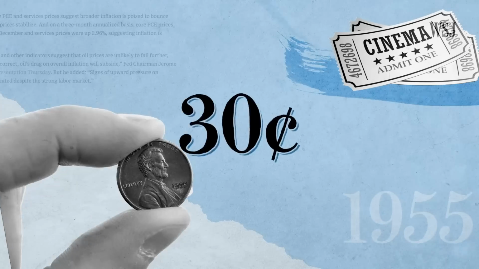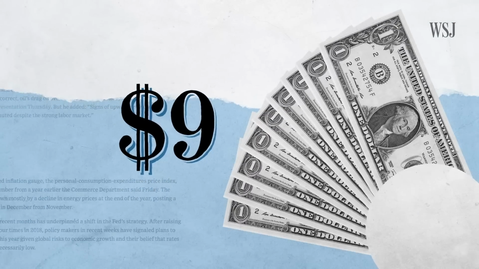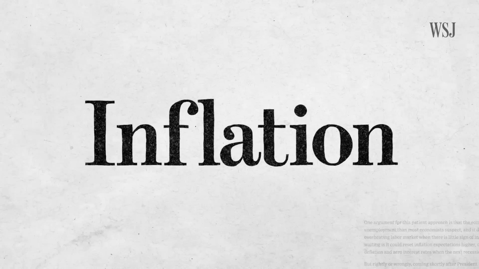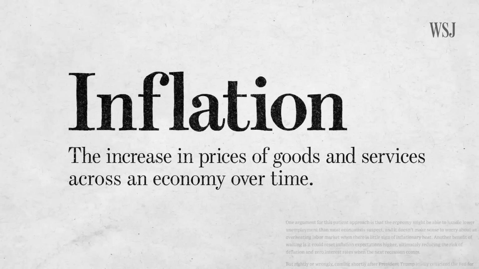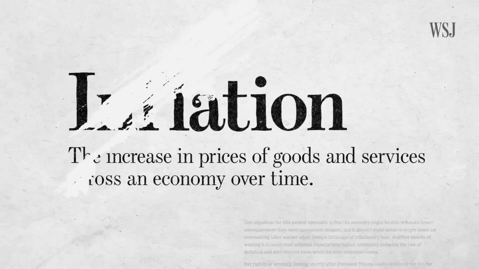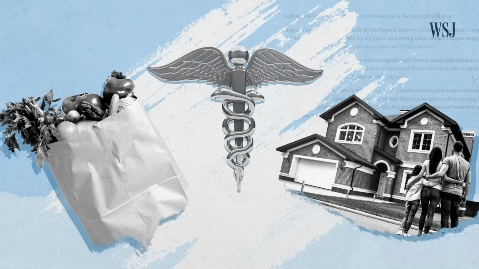In 1955, the average price of a movie ticket was 73 cents. Today, it's about $9. This phenomenon is called inflation, the increase in prices of goods and services across an economy over time. It refers to everything you buy, from groceries to doctor's visits to homes.